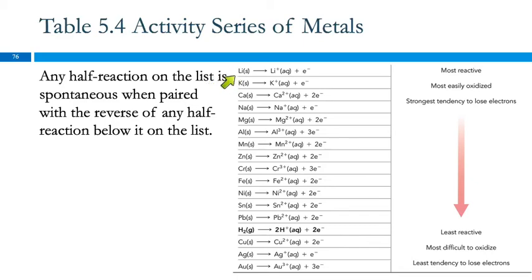So lithium, these are all written as the loss of electrons, right? So oxidation is going from a zero charge to a plus charge, a zero oxidation state to a plus oxidation state. So lithium loses electrons the easiest in this list, and gold loses electrons the most difficult. So anything at the top of the list, when paired with the reverse of something below it, will give us a spontaneous reaction.